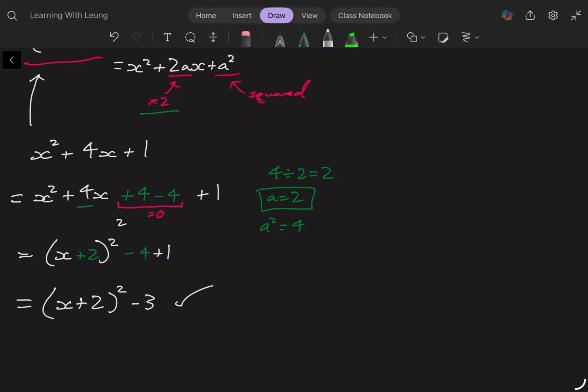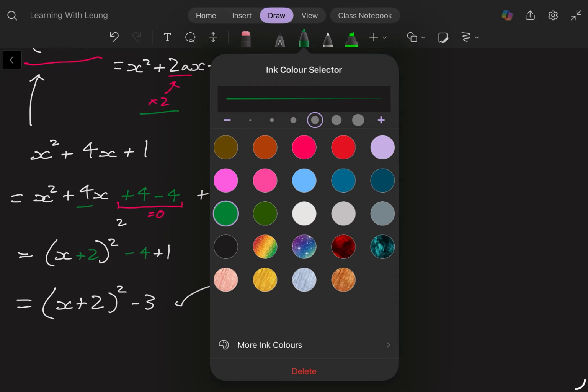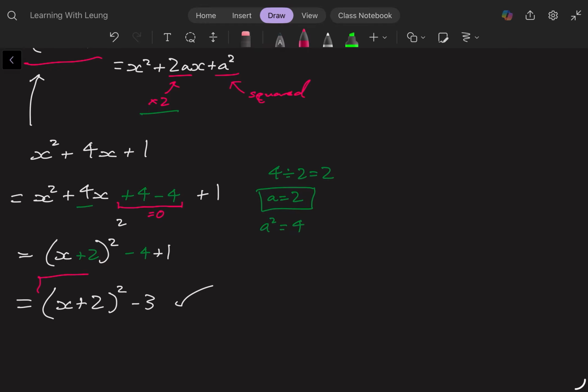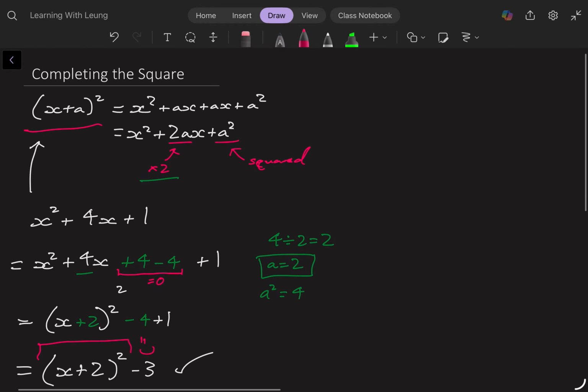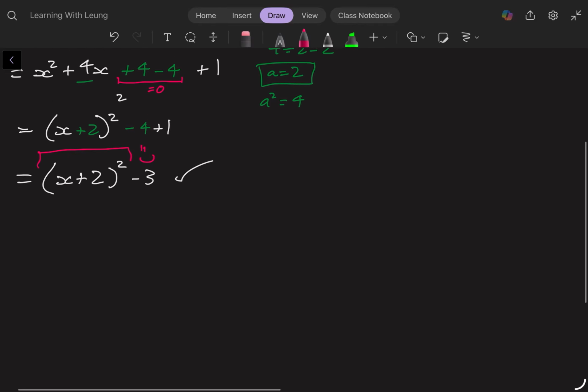Completing the square means that I've created a perfect square. It does not mean that my equation suddenly becomes nice. It does not mean that I can even factorize it. All it means is that I've successfully created this perfect square. Yay. Cool. All right, let's do another example.